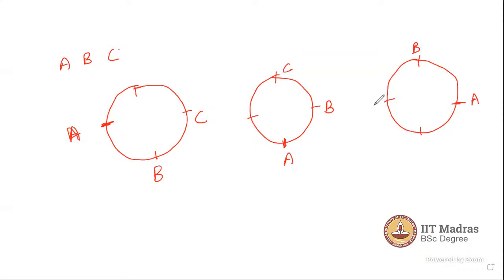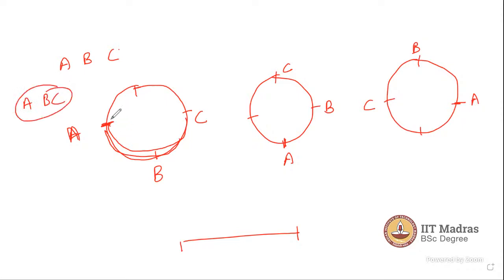A, B, C. All these 3 are the same because in a circle we don't have a start and end point like in a linear line, right? B and A can be interchanged. If I'm saying A, B, C, then I can arrange them in this order: A here, B here, C here. So all these 3 are the same, right?